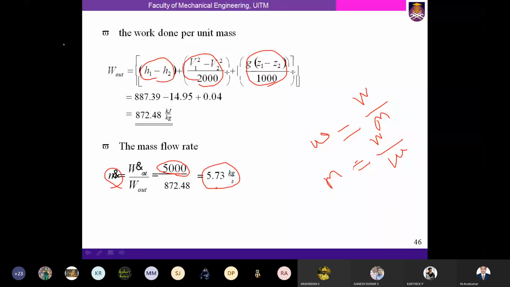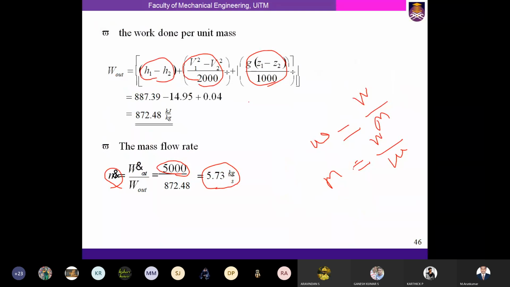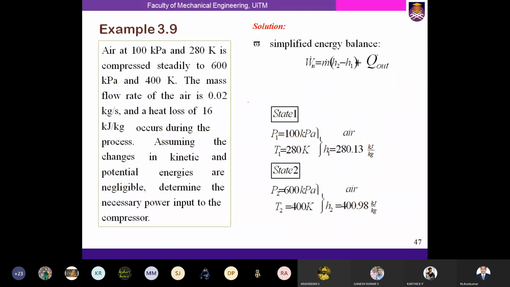The thing is, you just have to remember the steady state energy equation for the turbine and the compressor. Then the next problem will be based on this compressor.